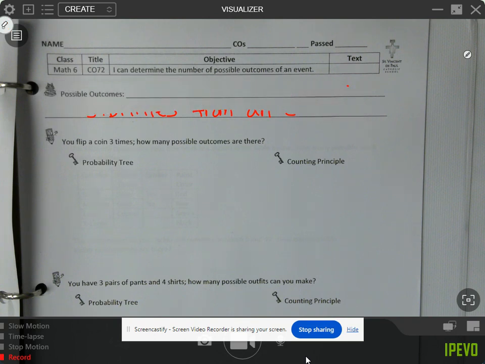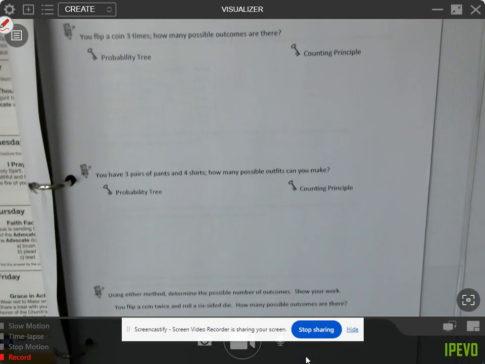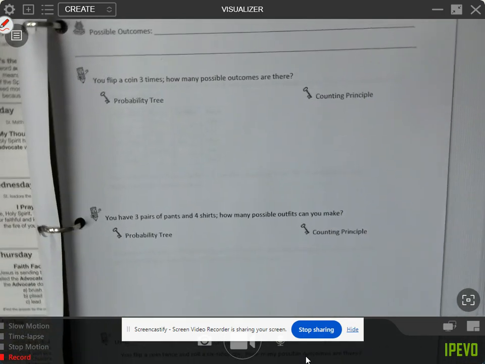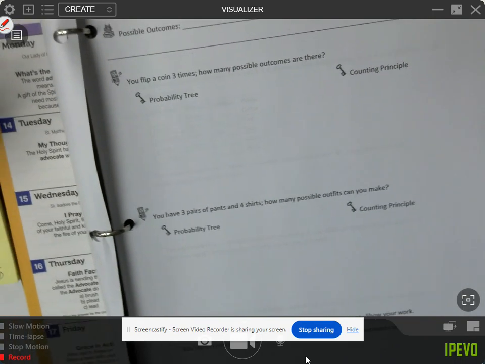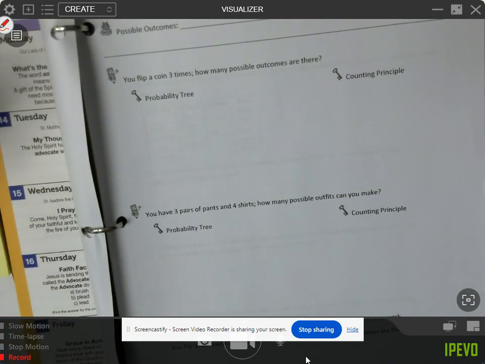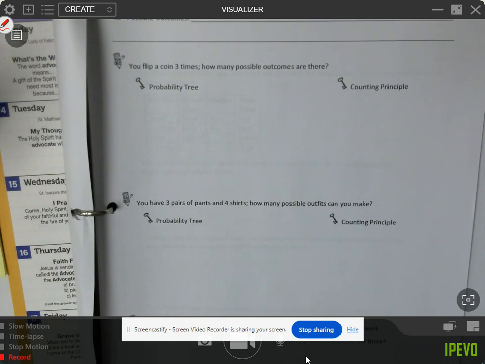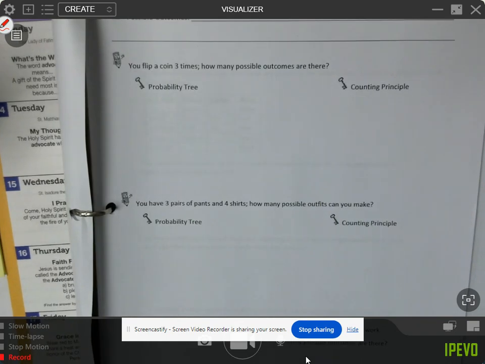So let's look at if we have 3 events. So look at our question. You flip a coin 3 times. How many possible outcomes are there? What are my 3 events? Okay, what are our 3 events?